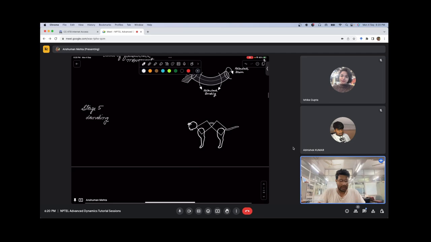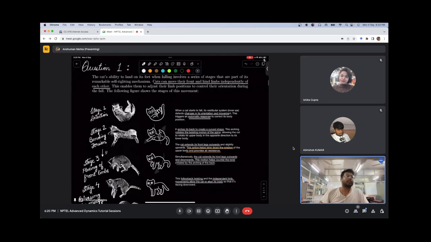So any doubt till now, you can write in the chat window, or you can ask me directly. This is the dynamics of the cat. Okay. Second question is again about something biological.